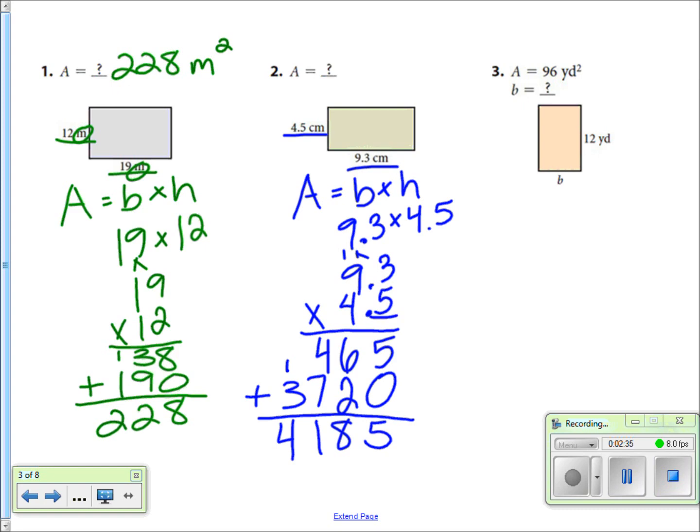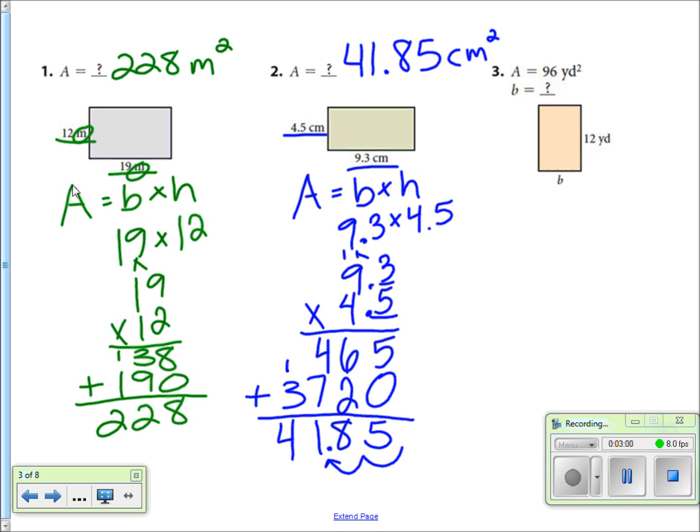I have two numbers behind the decimal point in the numbers I'm multiplying, so I move my decimal 2 places to the left in my answer. So the area of the rectangle is 41 and 85 hundredths, and my units are centimeters squared.